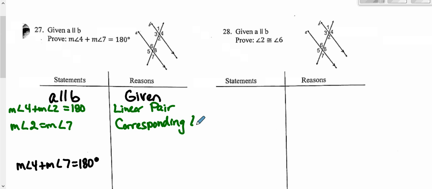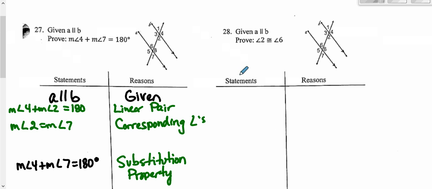Corresponding angles. Then I can take the 7 and substitute it. So by substitution, I then know, I'll write property, the measure of angle 4 plus the measure of angle 7 equals 180. Let's take a look at this one.